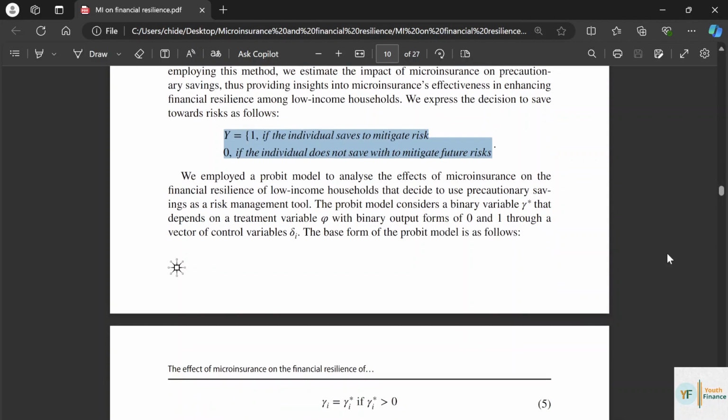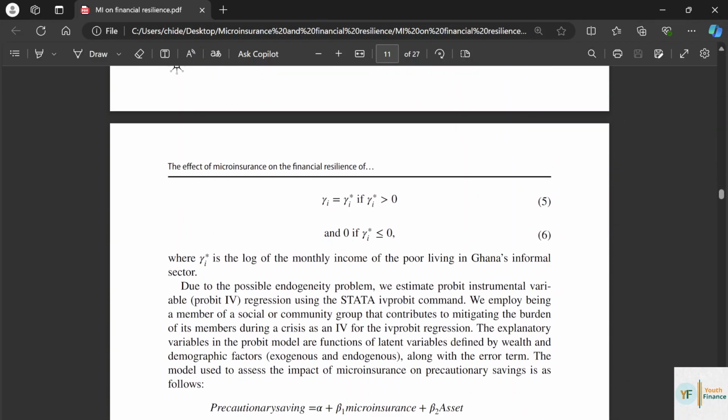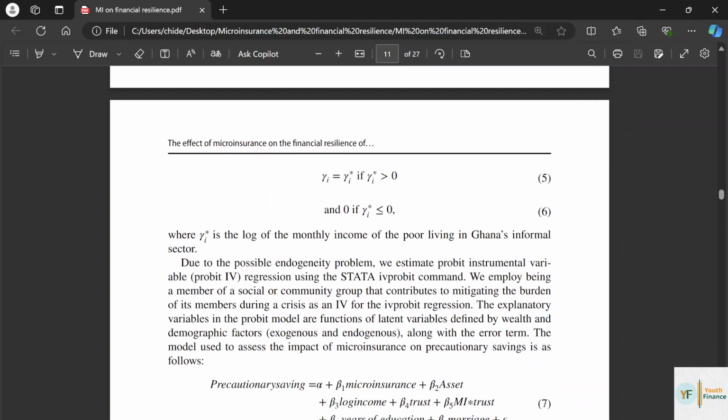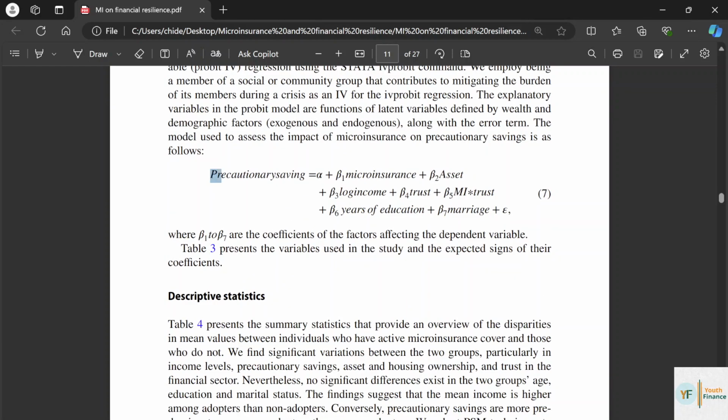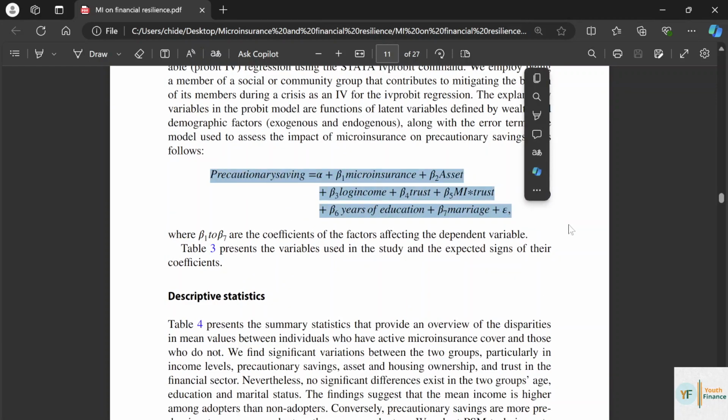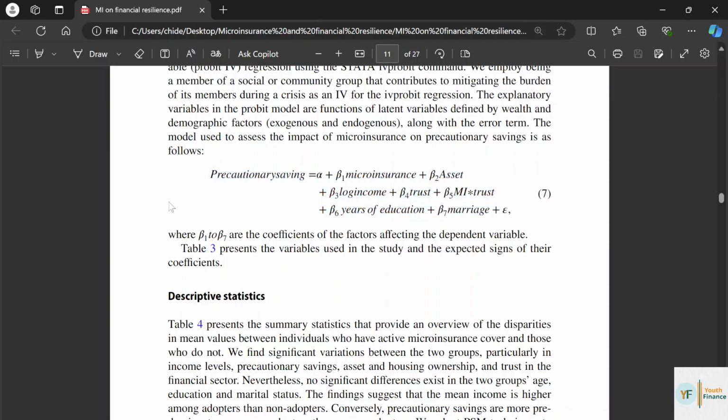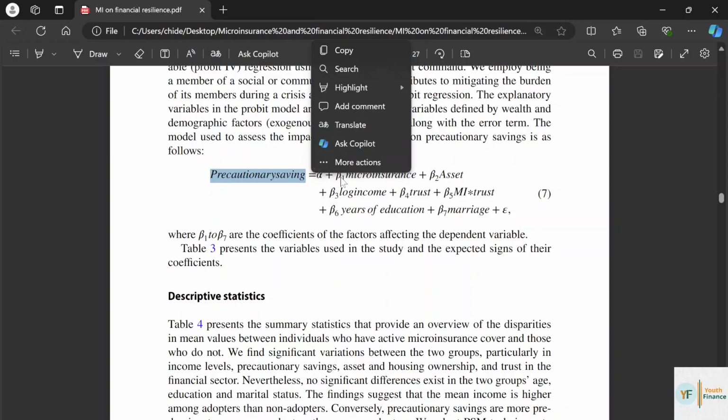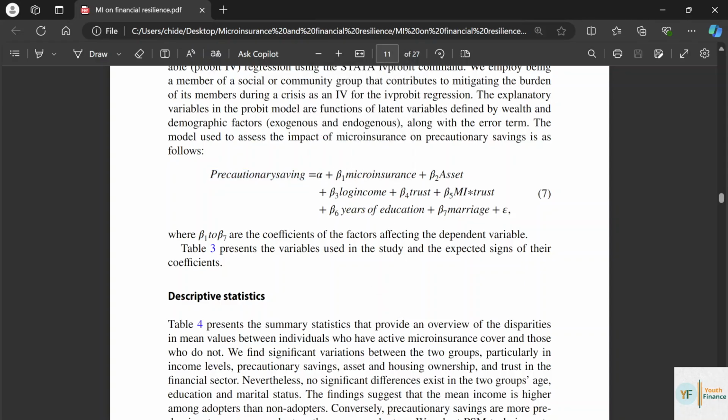So we have our equation 5 here, equation 6 here, with equation 7 being the main equation, and we have the dependent variable, which is precautionary saving, and then the independent variables are here. We have microinsurance adoption, log income, trust, the interaction, years of education, and marriage.